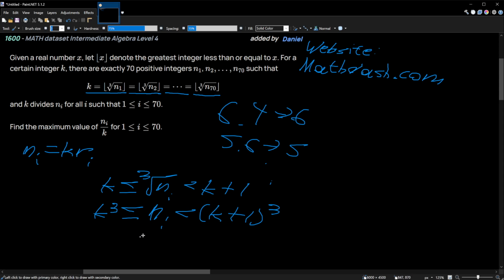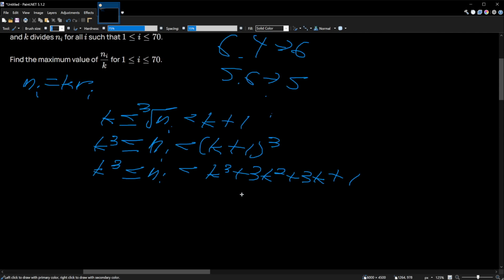Now, the next thing we can do is expand this k plus 1 cubed. And that's a very simple expansion. I mean, if you don't know it, that's okay. You could expand it manually, or you could just remember the expansion, because it pops up a lot, so it would be best to memorize it. Okay.